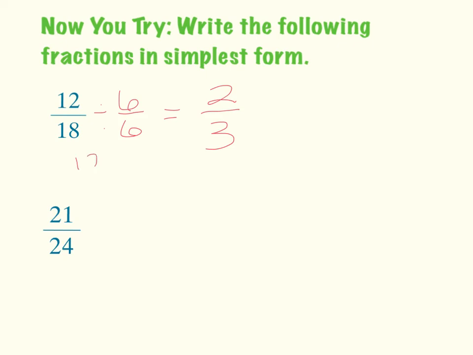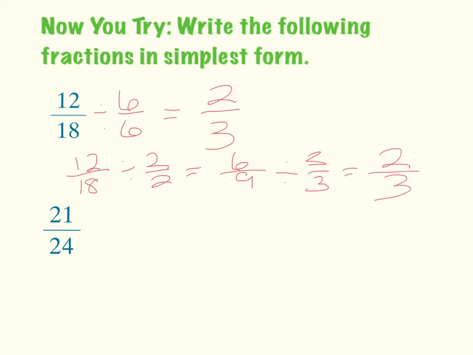If you had divided by 2/2, you'd get 6/9, which you should still see is not in simplest form, because I can continue to divide by 3/3, which now gives you the 2/3. So if you didn't first divide by 6/6, that's okay. We just need you to get to simplest form, which is 2/3.